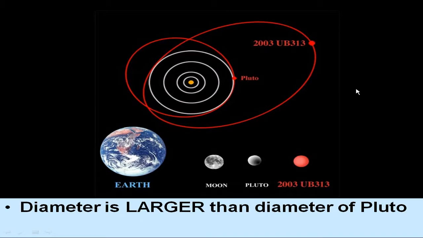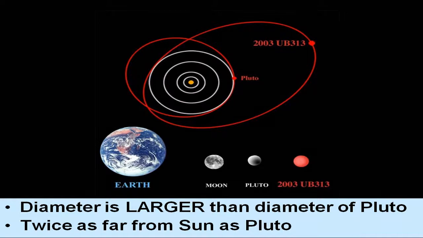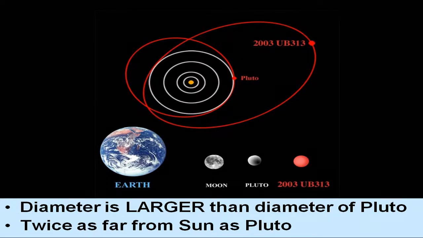and the key thing was that Xena was larger than Pluto and twice as far from the Sun, at least in its orbit, than Pluto, which made it actually a relatively close orbit in terms of Kuiper Belt objects to the solar system. But the key factor here was that it was actually larger than Pluto, again giving credence to the idea that Pluto should be demoted from planetary status, because otherwise these other objects have to be promoted to planetary status and it would be chaos.